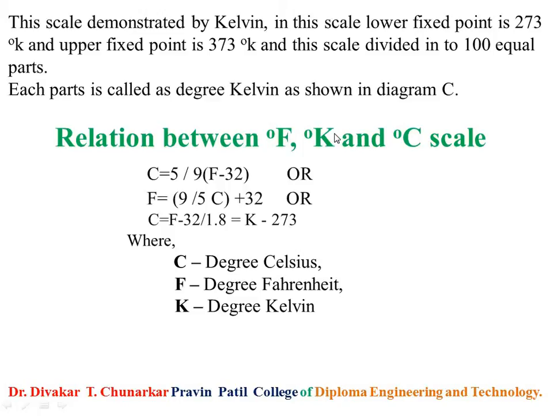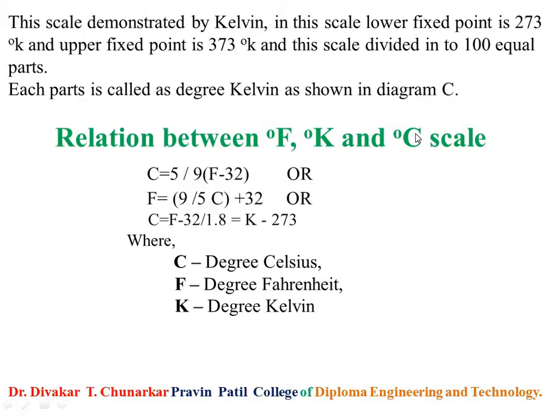Then the degree Kelvin scale. In this scale, the lower point of the scale is 273 degree Kelvin and the upper point of the scale is 373 degree Kelvin, and the scale is divided in 100 equal parts. Then the degree Celsius scale. In this scale, the lower point of the scale is 0 degree Celsius and the upper point of the scale is 100 degree Celsius, and the scale is divided in 100 equal parts. So this is the definition of the degree Fahrenheit scale, degree Kelvin scale and degree Celsius scale.